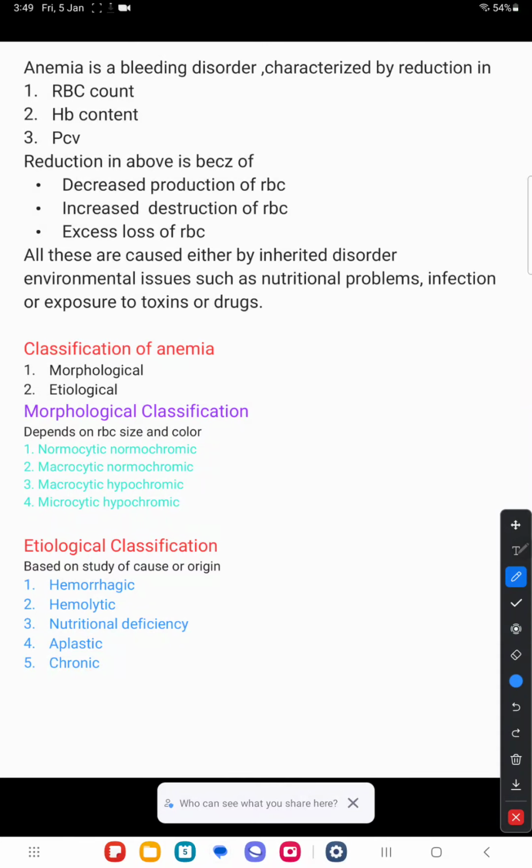Hello everyone. Today's topic is anemia. First of all, we discuss about anemia. What actually is anemia?